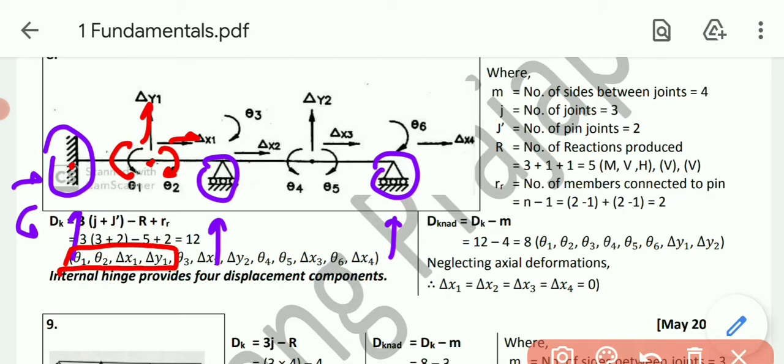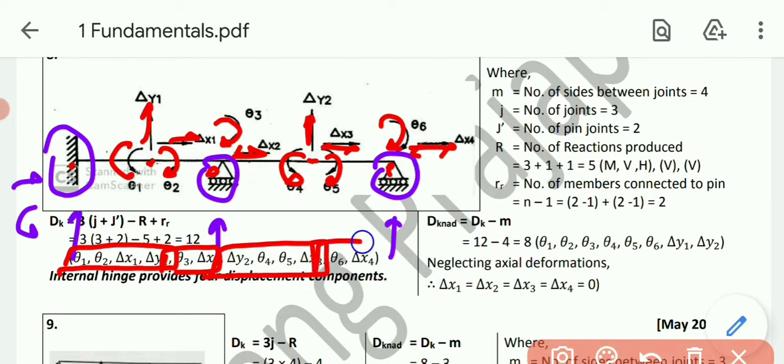Now roller support, only vertical reaction is produced, so the remaining ones are rotation and horizontal. So theta 3 and delta x2. Clear? Now this one is pin support, so again 4 displacements, theta 4, theta 5, delta x3, delta y2. And the last one, roller support, again only vertical reaction is produced, the remaining ones are rotation and horizontal displacement, theta 6, delta x4. So you can directly calculate on the basis of the number of reactions produced, the remaining ones will be displacements.